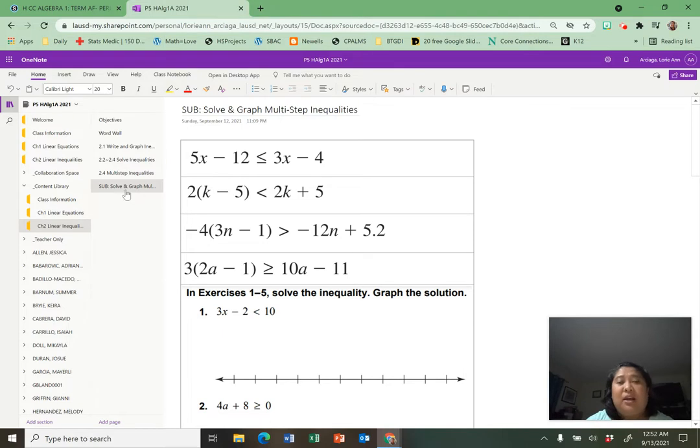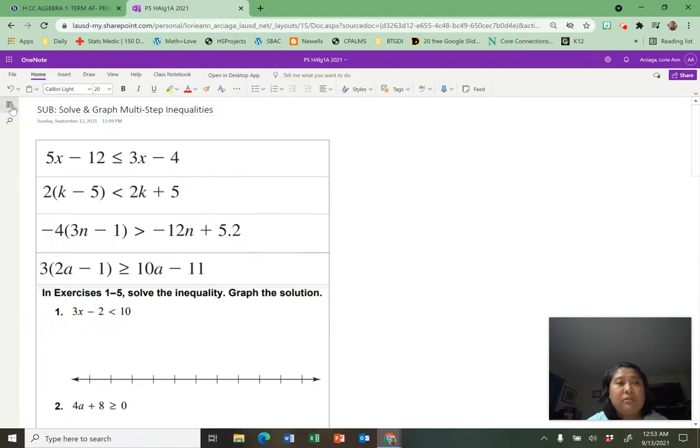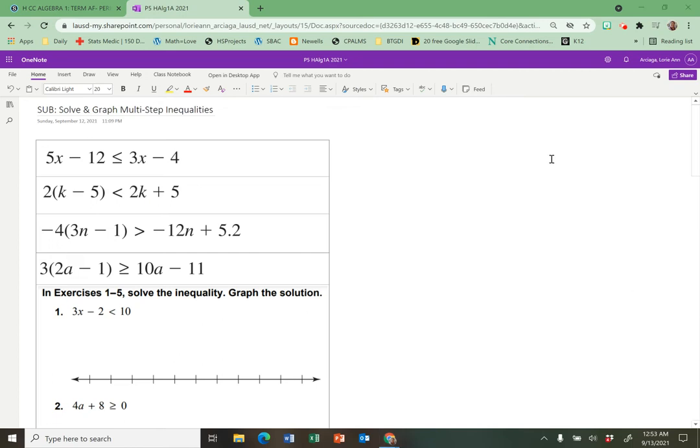Okay. So today's work can be found in your OneNote under Chapter Two. I labeled it Sub, Solve, and Graph Multi-Step Inequalities. I will be going over the first four examples before you do your work. So go ahead and prepare your notebook and write the examples down before you start working. I'll give you a few seconds to get your notebook while I set up my screen as well. Okay, so whenever you're ready, we're going to study how to solve and graph multi-step inequalities.